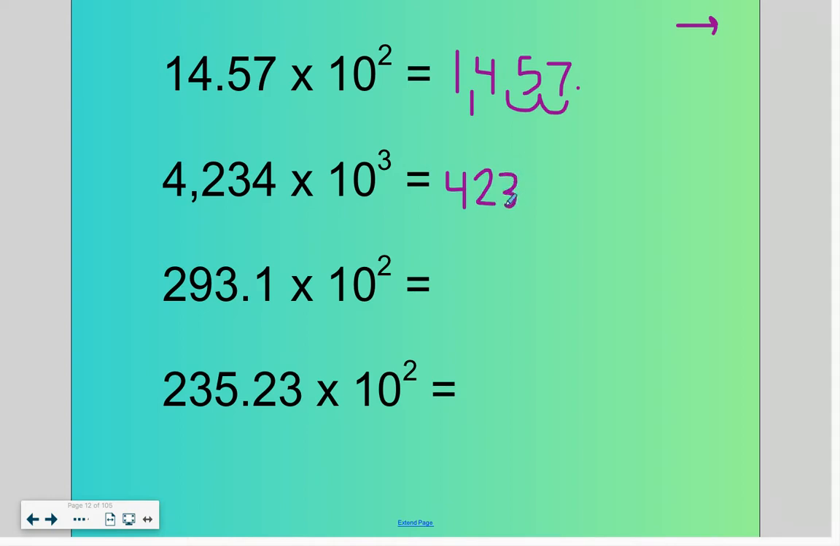In the number 4,234, our imaginary decimal is right at the end. We have to move it over 3 times to the right, so we have to add 3 zeros. 4,234,000. Whoa, that's huge.